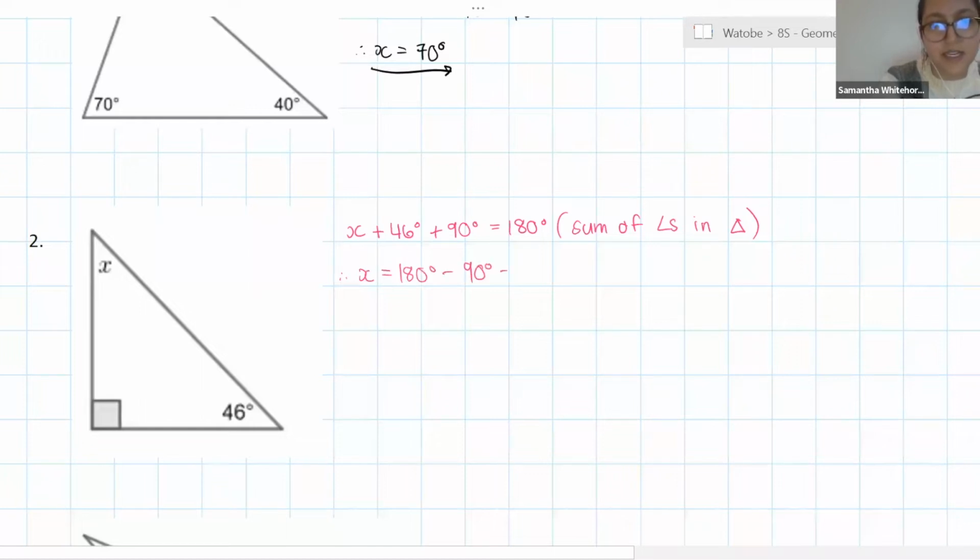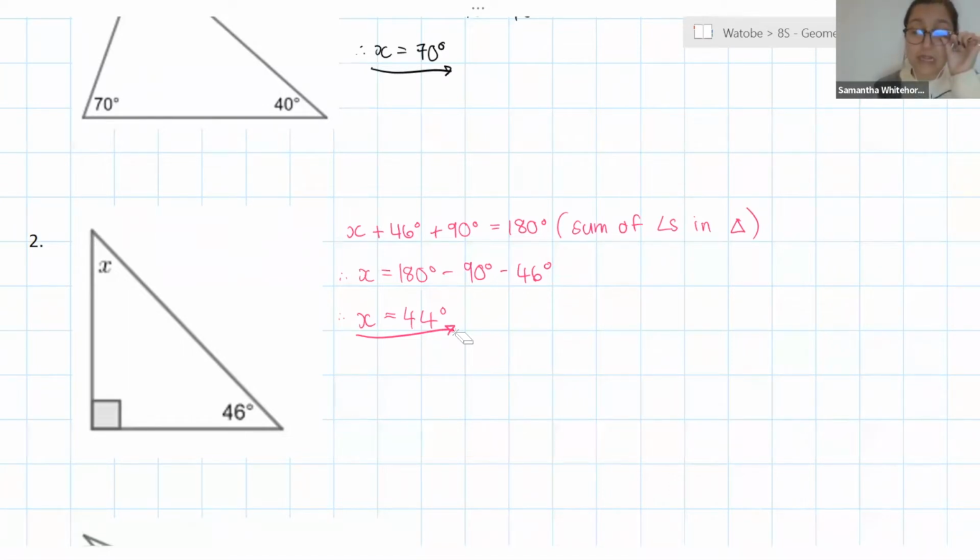Perfect. And so what is x equal to? X equals 44, ma'am. Awesome. Well done. Hey, Doris, you nailed it. Okay, guys, I don't think I need to go through anything there. If you are confused, please pop a question in the chat.